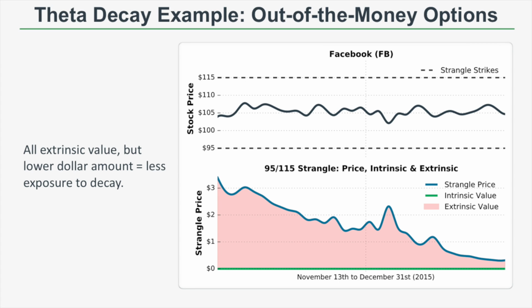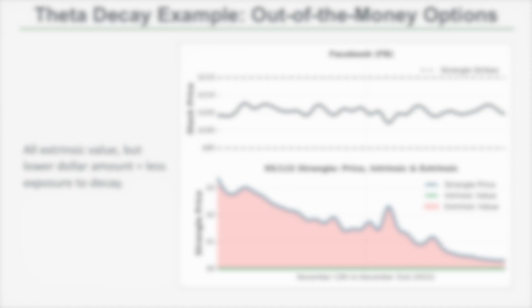So in this final example, we're looking at one last position that consists of all extrinsic value. This position is a strangle. Now a strangle consists of an out-of-the-money call and an out-of-the-money put. In this case, the strangle strikes are 95 and 115. And as we can see here, the stock price was pinned at 105 the entire time. So as a result, as the expiration date of those options is approached, those options are going to lose value because there's less time for those options to become valuable through a large stock price movement.